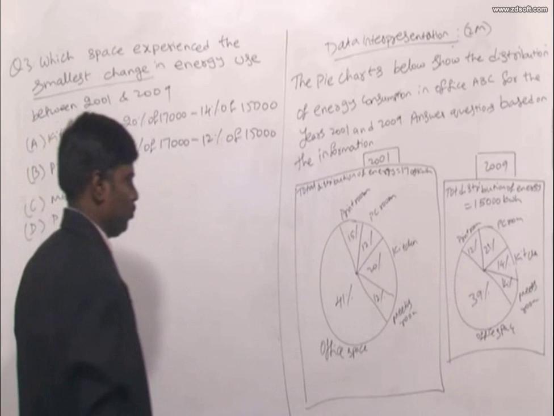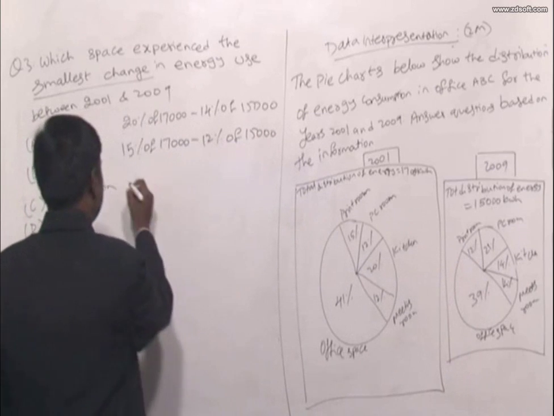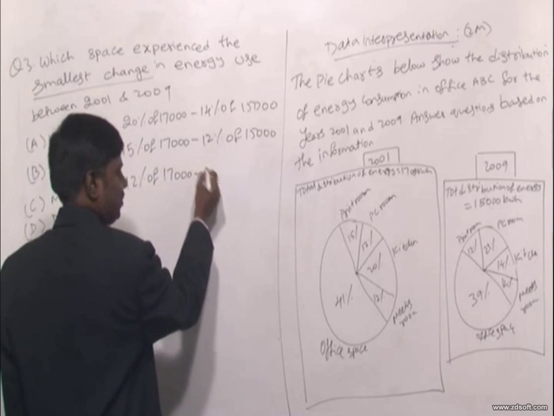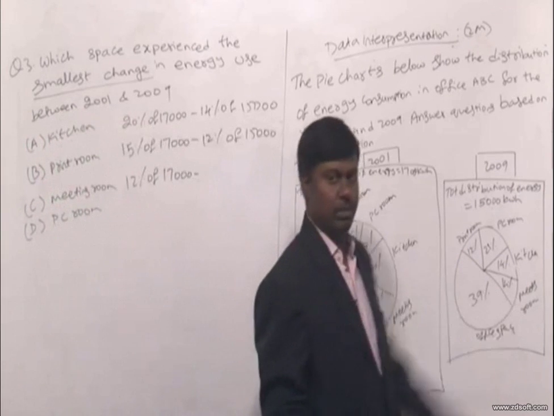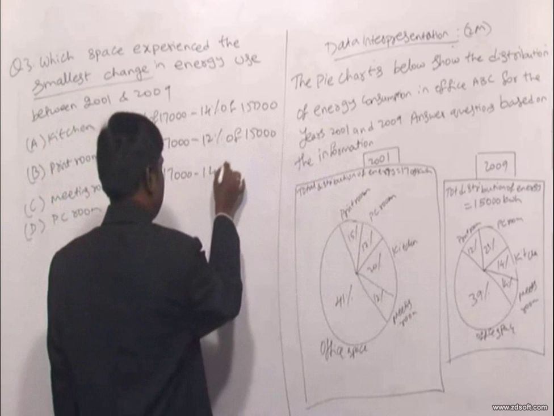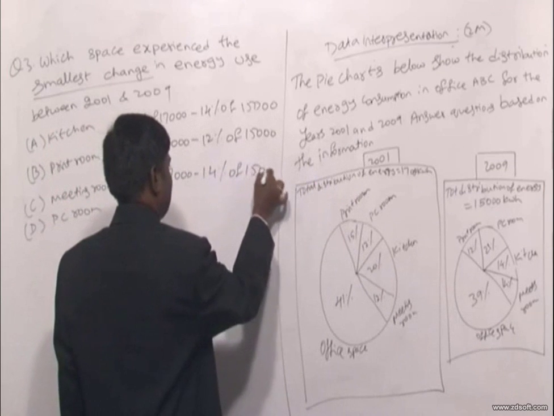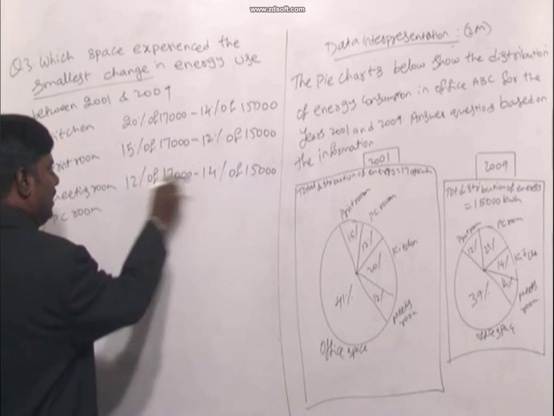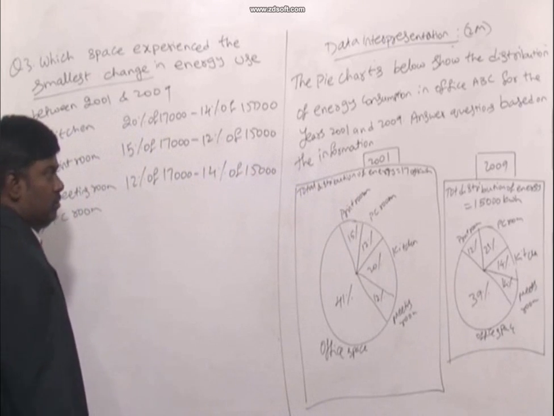Okay. Next, meeting room. Meeting room was 12% of 17,000 minus meeting room here is 14%, 14% of 15,000. So percentage increased, so the value must be smaller. Right? Change must be smaller.